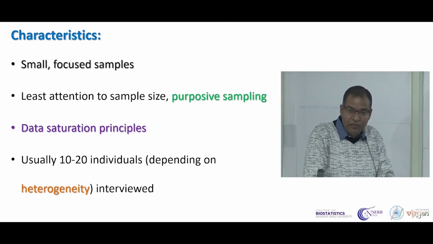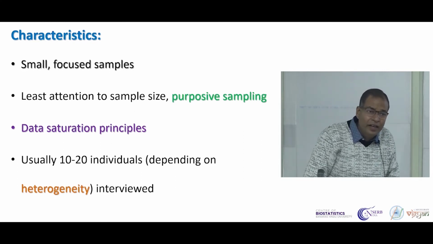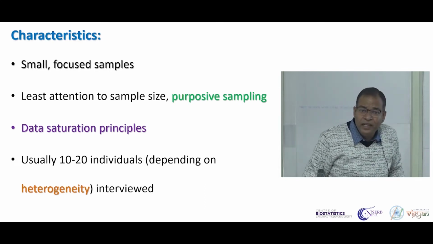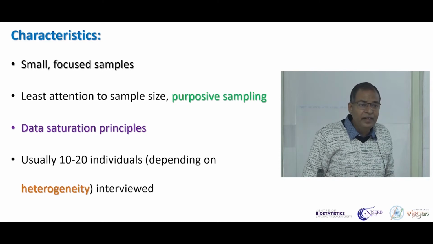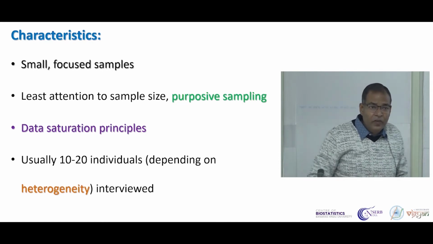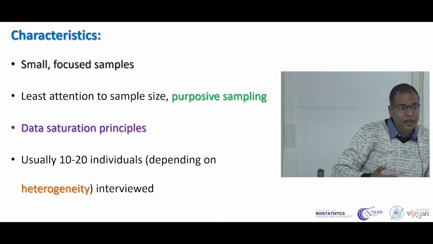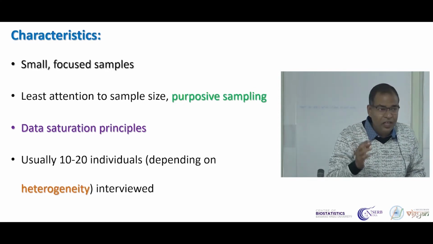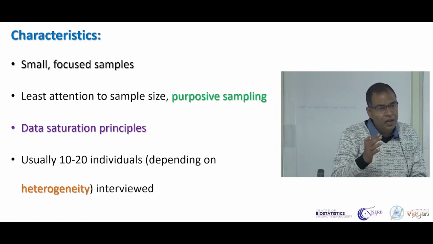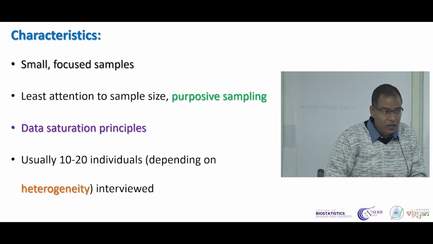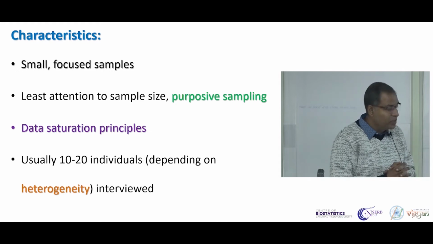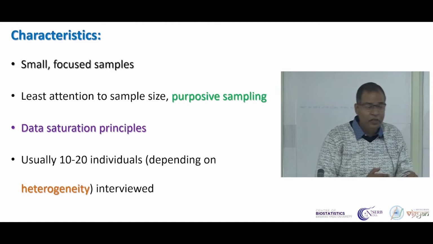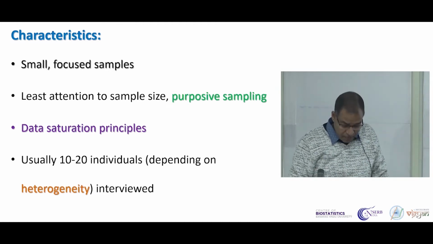We go for purposive sampling and we carry out the interview. How long do we carry out the interview? It is said, up to the data saturation point. What does data saturation point mean? That means when the same answer is repeated after a certain period of time, then we think that yes, we have got the information and now it is being repeated, so we should stop the interview. That technique is known as the data saturation principle. Usually 10 to 12, or 20 individuals are interviewed, depending upon the heterogeneity.